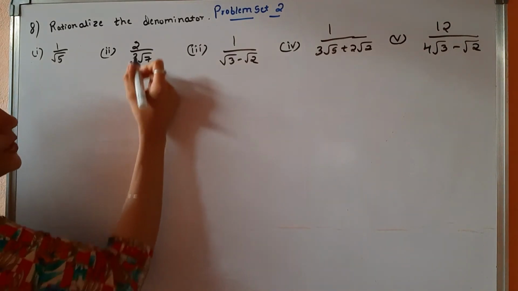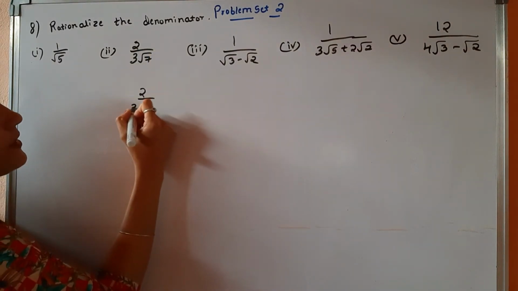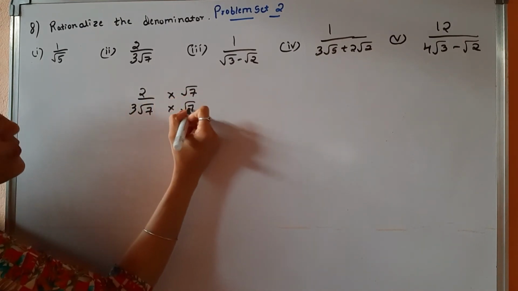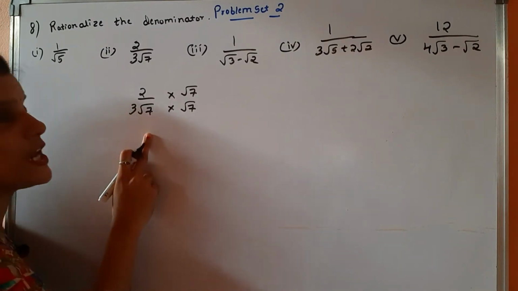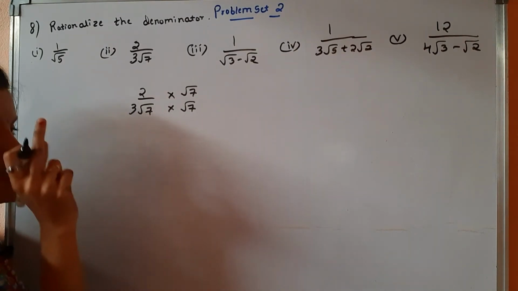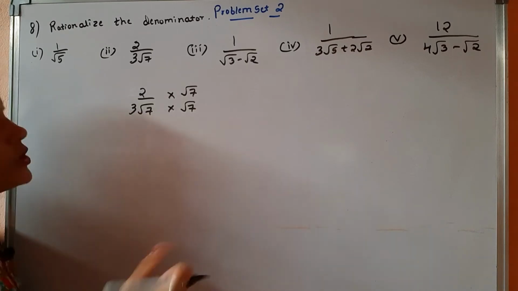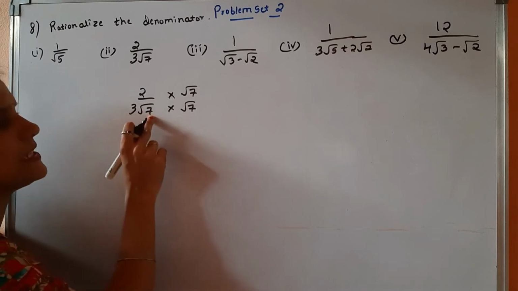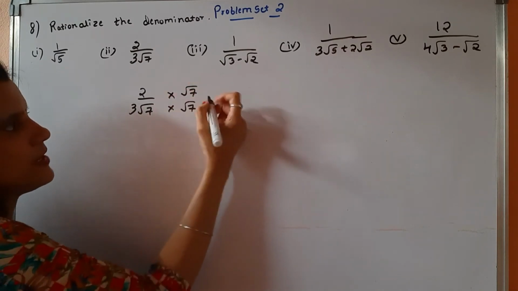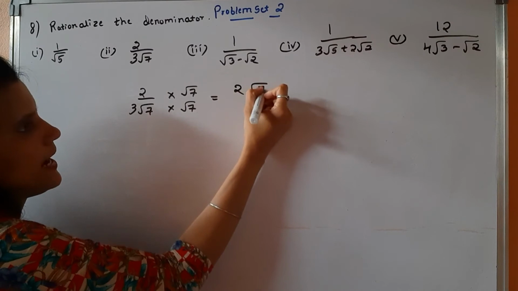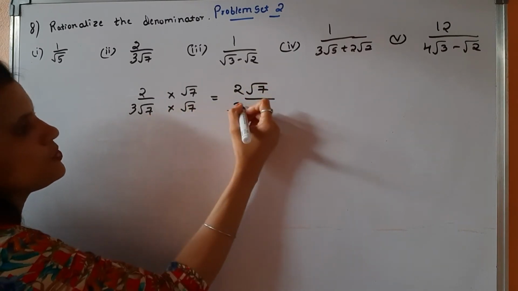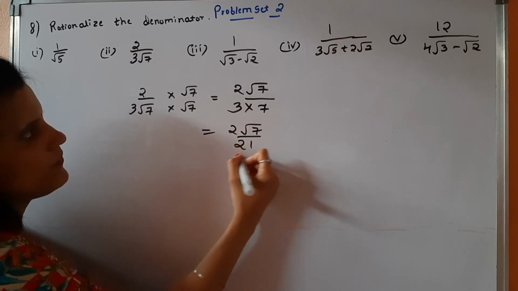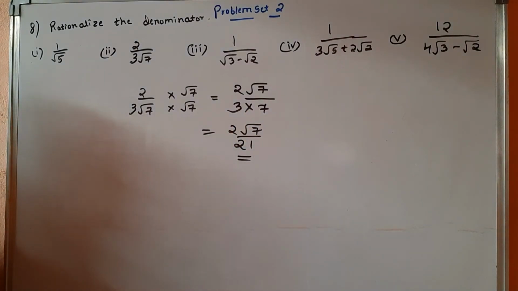Now the second one, 2 by 3 root 7. We should multiply numerator and denominator by root 7. Keep this one in mind. Why are we not multiplying by 3 root 7? Because we are rationalizing the denominator. To rationalize, it should be an irrational number. Why rationalize what is already rational? So no use. That's the reason we are doing it only for root 7. Here we will get 2 root 7 and 3 root 7 into root 7 we are getting 7. That is 2 root 7 upon 3 7s are 21. This is our answer. Fine. We'll move to the next sum.